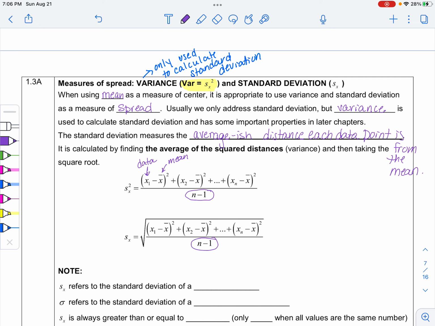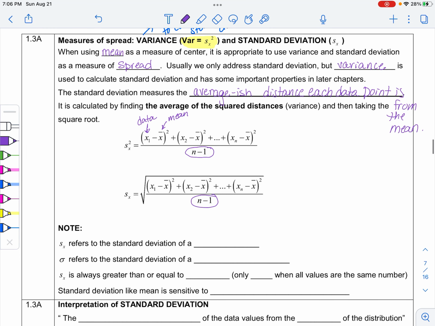So how we calculate this by hand is you would take each data point, subtract the mean, and square it. Add it on to the next data point minus the mean, squared, and so on and so forth. Finally, take the square root of all of that, and that would be your standard deviation.